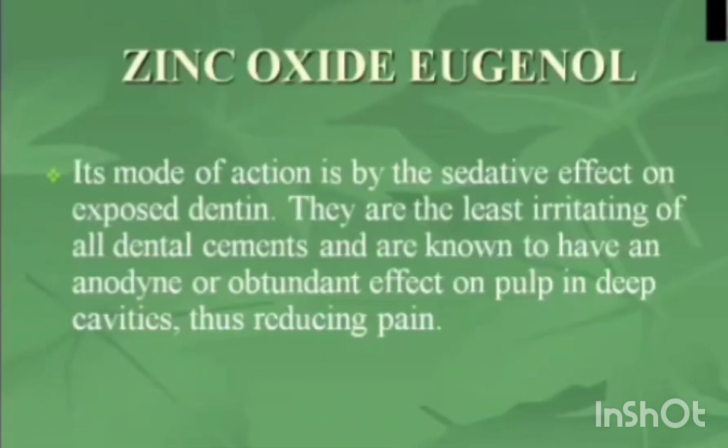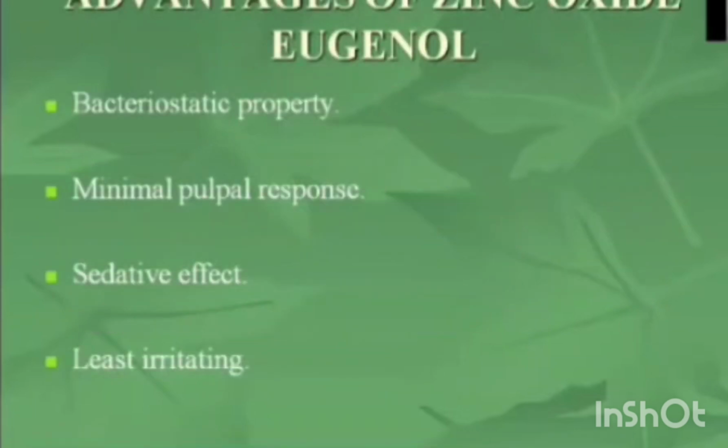Coming on to zinc oxide eugenol. Its mode of action is by the sedative effects on the exposed dentine. They are the least irritating of all the dental cements, and they are also supposed to have an anodyne or obtundant effect on pulp in deep cavities, thus reducing pain. What are the advantages of zinc oxide eugenol? It has bacteriostatic property, minimal pulpal response, sedative effect, and is least irritating.